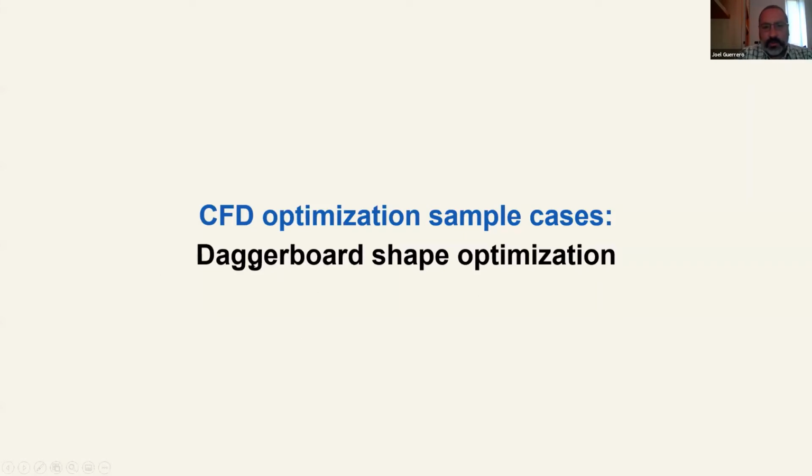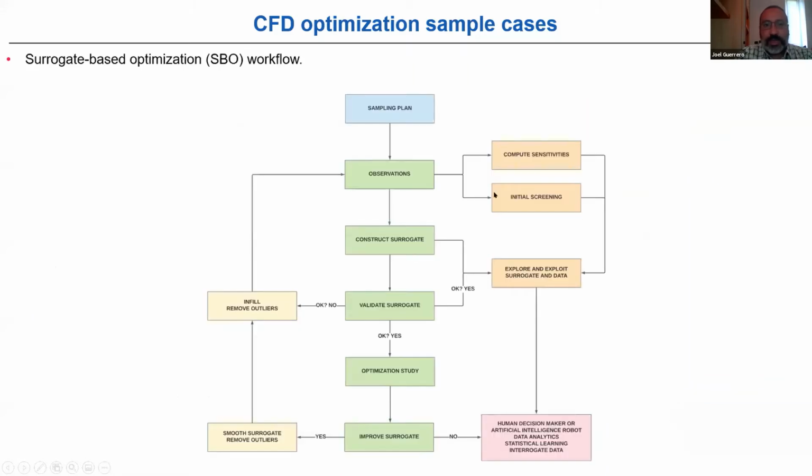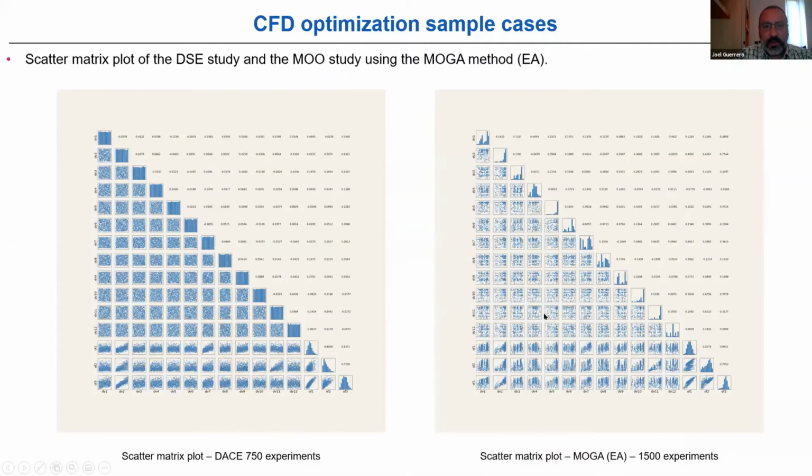So now let me move to something similar, dagger board shape optimization. This is the case, the dagger board here. We have 12 design variables. This is multi-objective, by the way, with one nonlinear constraint. So as you see, there is a lot going on here. In this case, we decided to use design space exploration and surrogate-based optimization. This is how it works. Here we have our DAS experiment, 750 experiments, and the MOGA, 1500, twice this one. We got exactly the same Pareto, but we save time here.